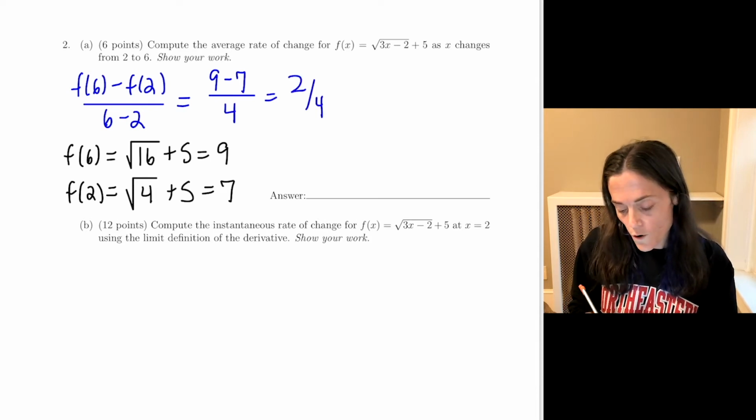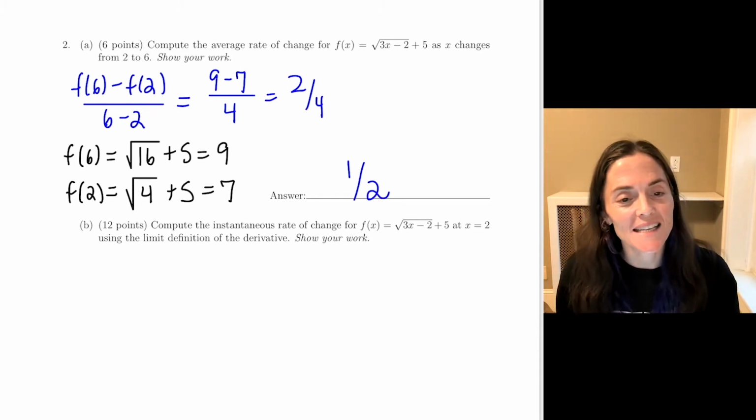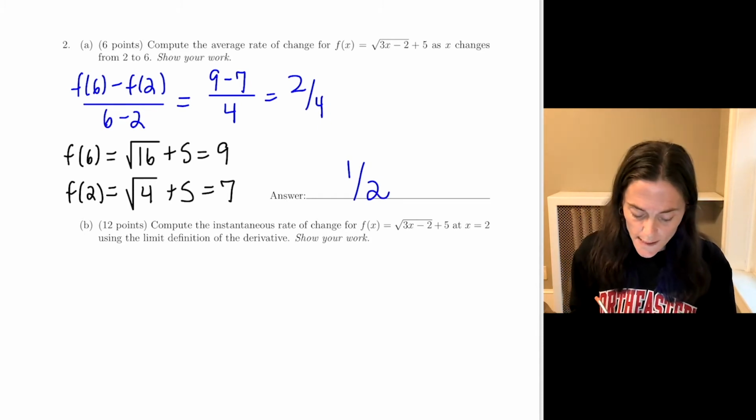2 over 4, or 1 over 2. That would be the simplified fraction. So the average rate of change on this interval is 1/2.